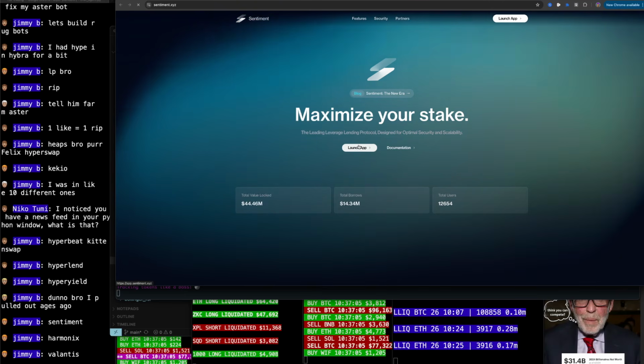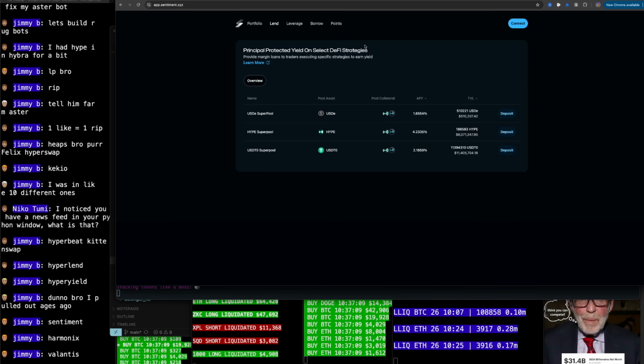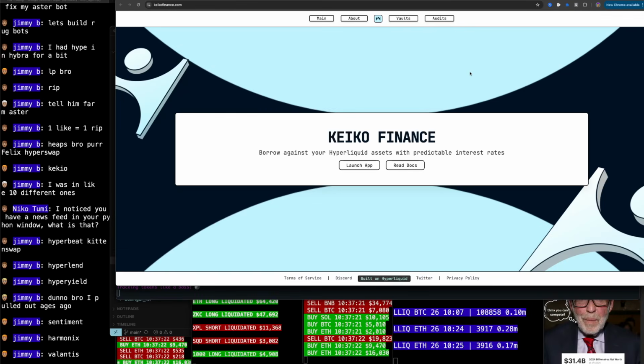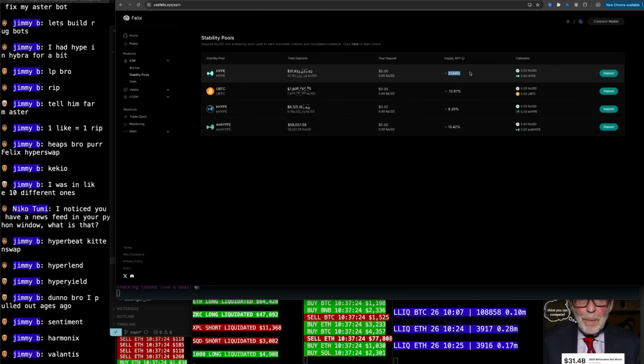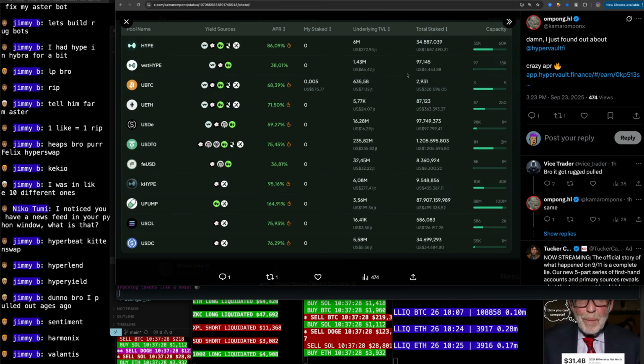Is there a directory for all these? 1.8%. So now Felix looks a little sketchy, but I'm not educated on this, so I'm not even going to comment on it. I'm going to be out on this Hyperliquid stuff. Looks like you can get some non-risk-free yield places, but nothing is risk-free.